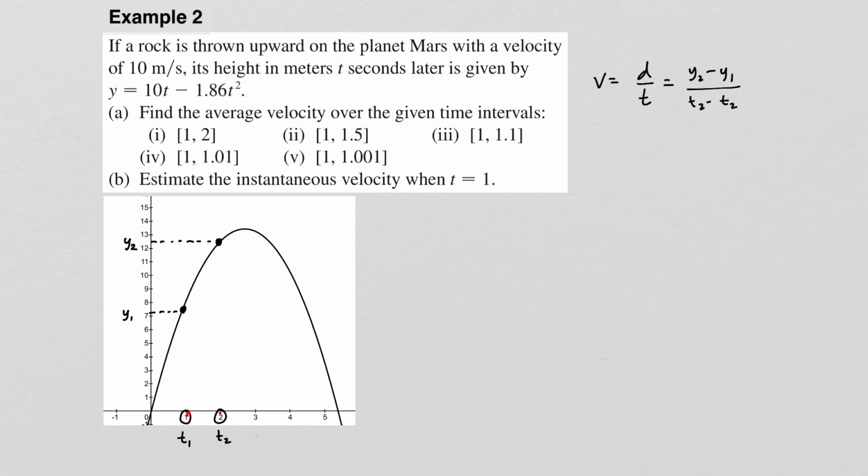So what I want you to see is that this is the exact same formula as the slope of the line, right? In other words, if I were to graph the line that goes through those 2 points, the slope of this line would be this formula.